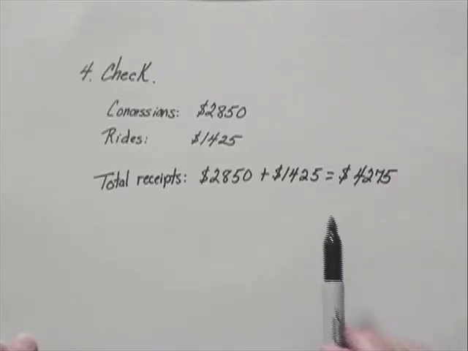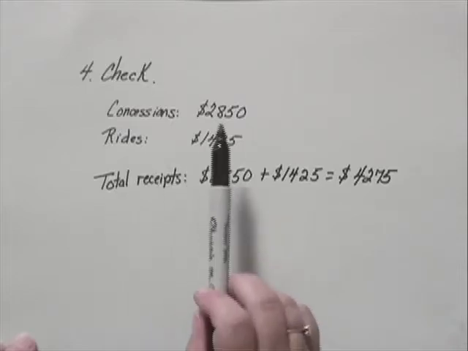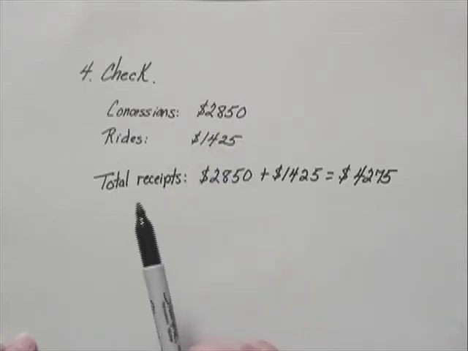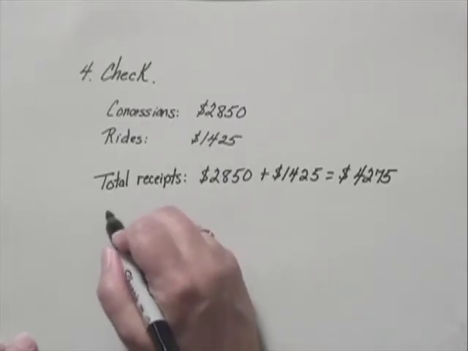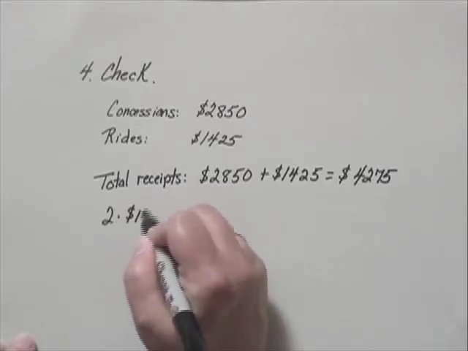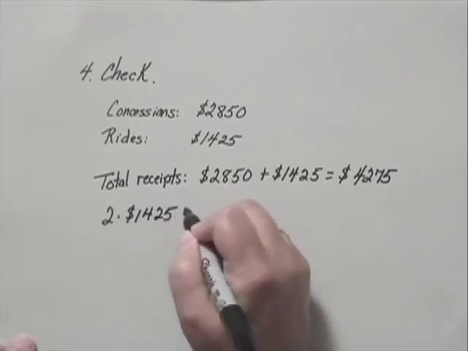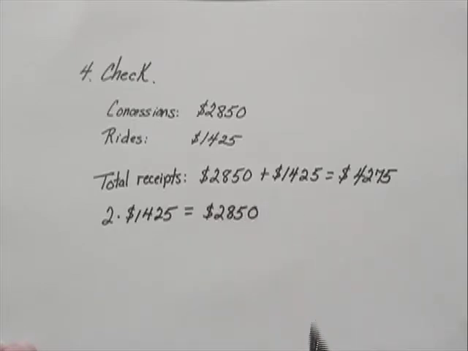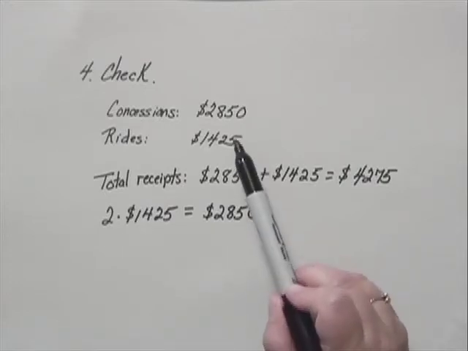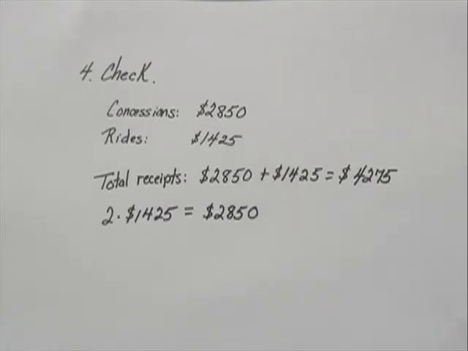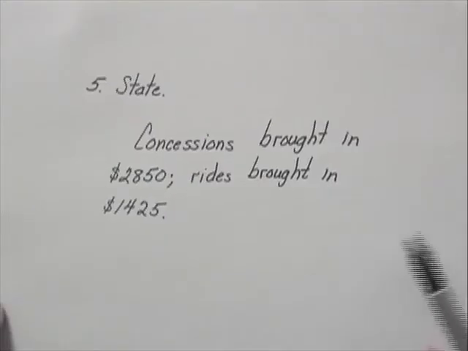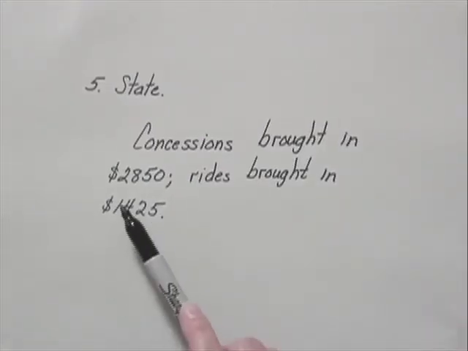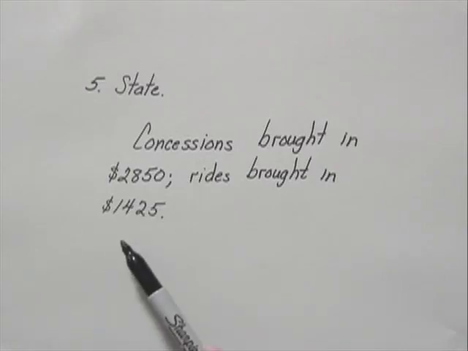the problem. The other thing we were told was that the concessions brought in twice as much as the rides. If we multiply 2 times 1,425, we get 2,850, which is the amount brought in from the concessions. So that statement also checks. Since these two values fulfill all the requirements of the problem, we state that the concessions brought in $2,850 and the rides brought in $1,425.